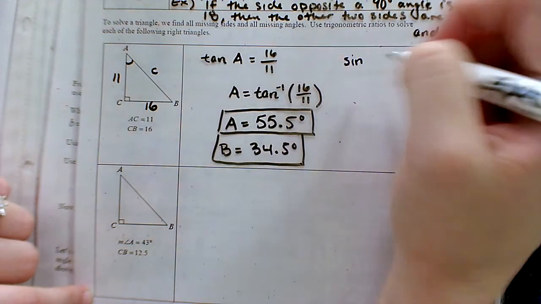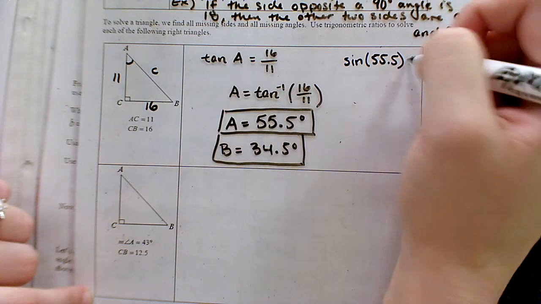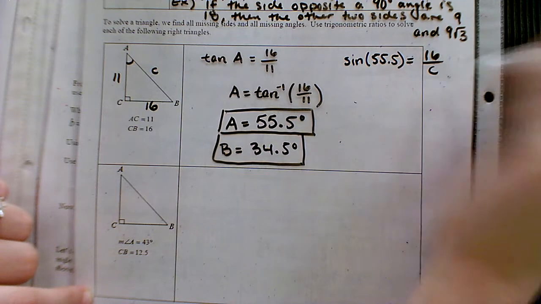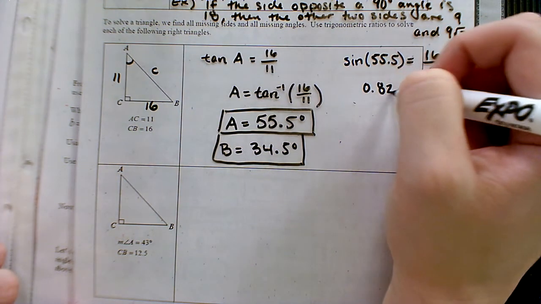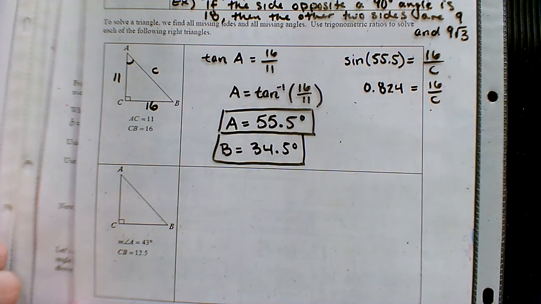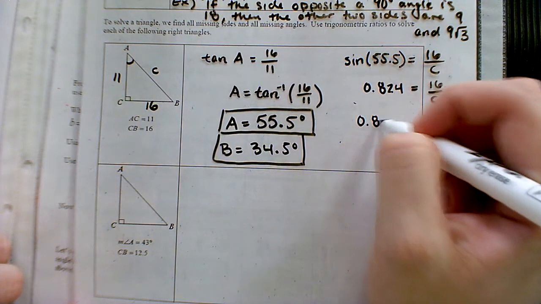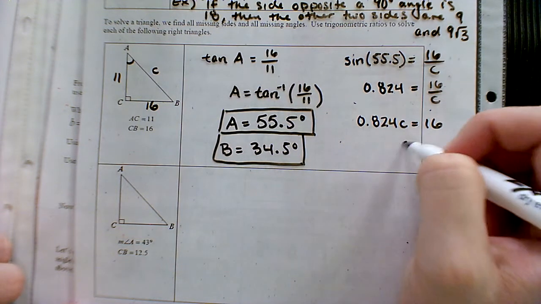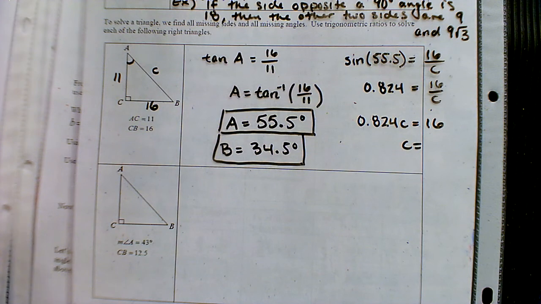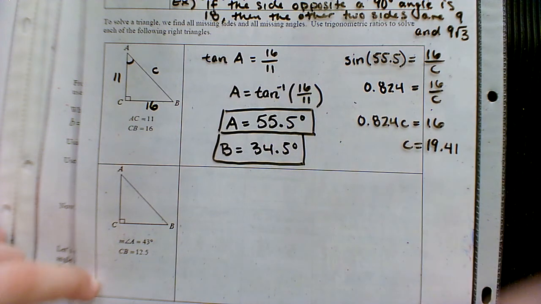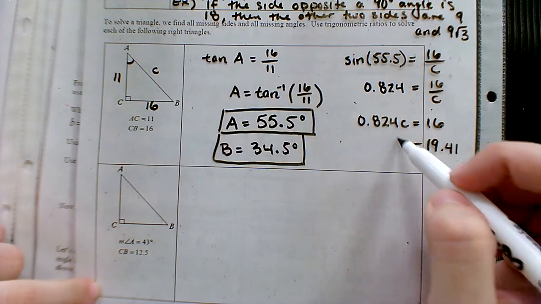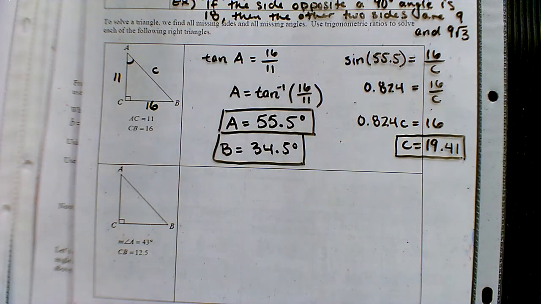Maybe we'll use sine. So sine of 55.5 is 16 over C. Let's see, on our calculator, sine of 55.5, we have 0.824. We can multiply the C over, and then divide that decimal. Say 19.41, or however many decimals you want to round to. If you were to use the Pythagorean theorem, you should get something relatively close to that.